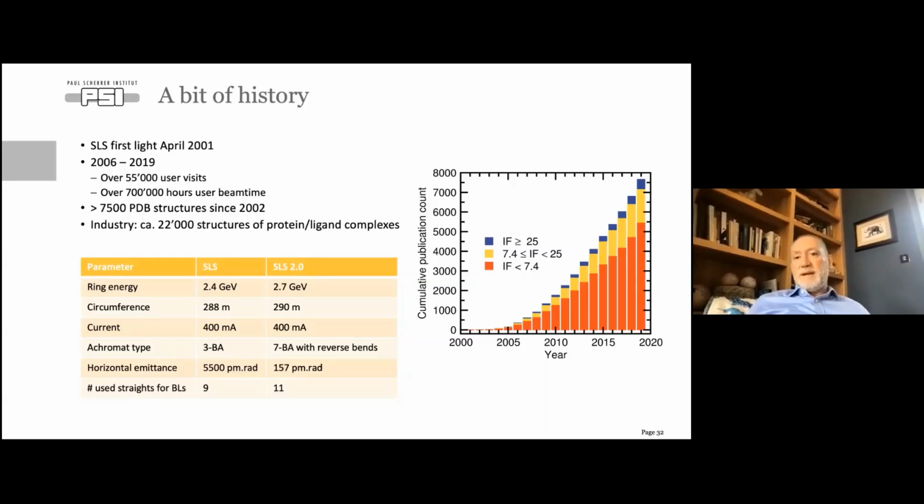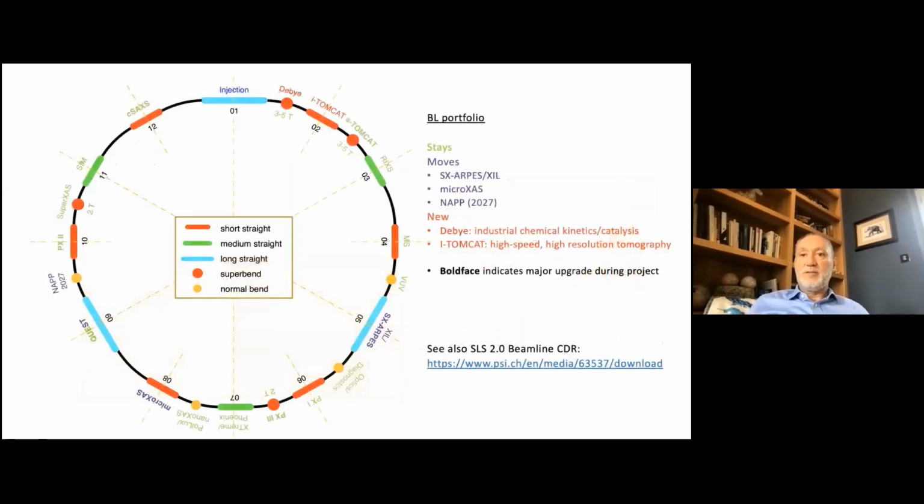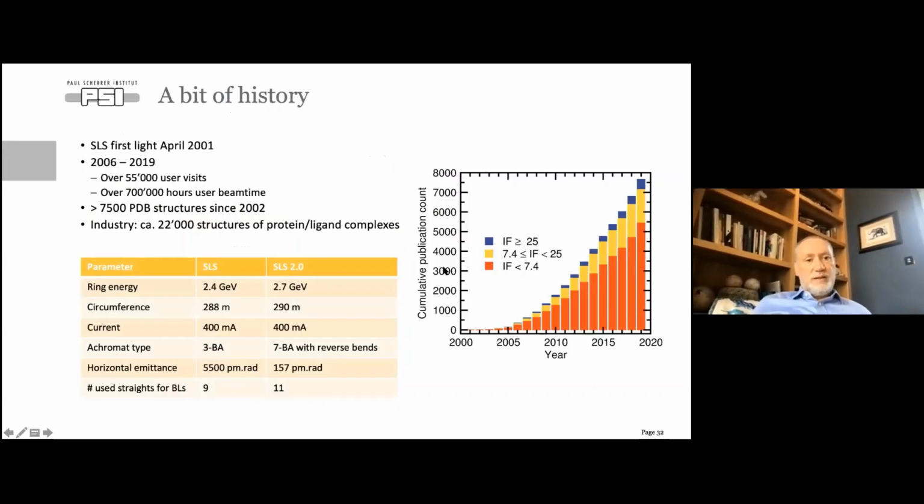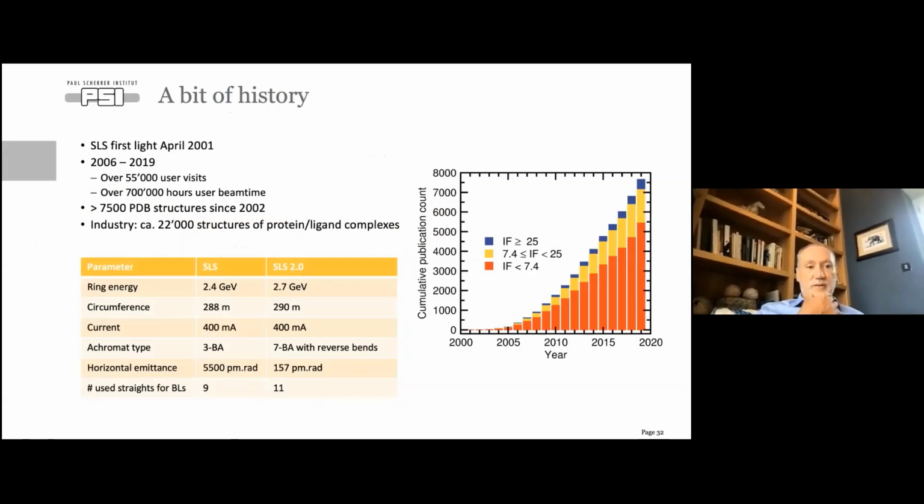Our impact factor journals, our cumulative publication count can be seen here on the right. And excuse me, now it's going by itself. And these are divided up into publications below an impact factor of 7.4, an impact factor of above 25, and those in between. So what differentiates the SLS from the SLS 2.0?